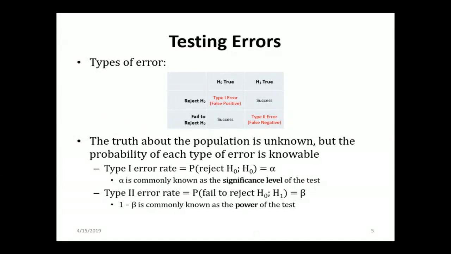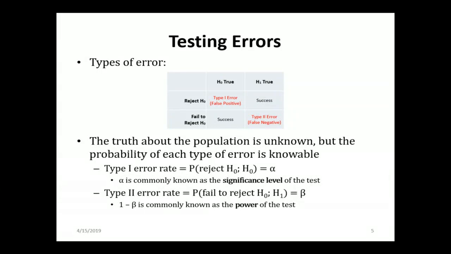And in general, we don't know the truth about the population because we never see the population. We only see samples of it. So we don't know whether the null or the alternative is really true. However, because there are these two types of errors that we can make, what we can do is try to control the probability of each type of error. And if we can keep those low, then we can say that our test is a good discriminator between the null and the alternative.